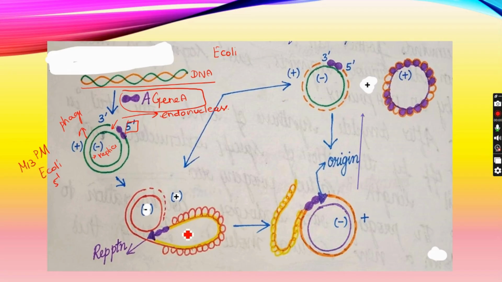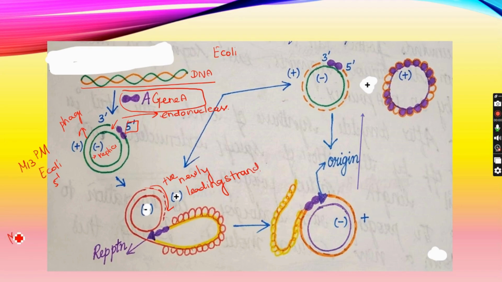After the gene A protein is attached, replication is carried out, where a rolling of the negative strand takes place and there is synthesis of a positive strand. The newly formed positive strand is going to be synthesized continuously, as a leading strand.